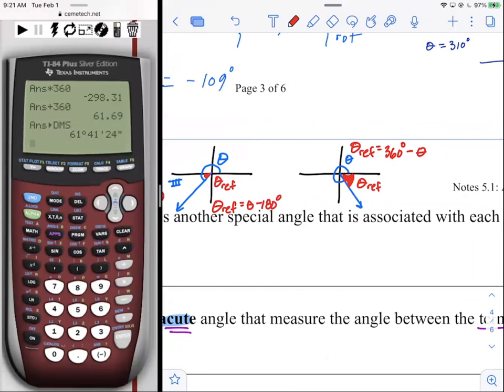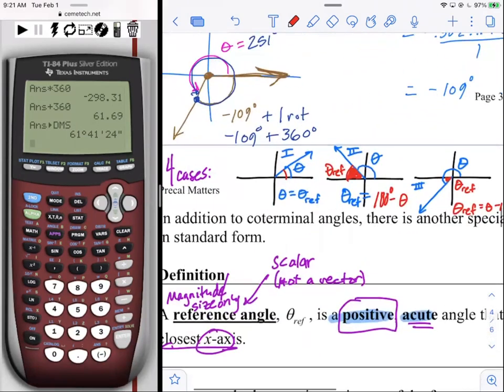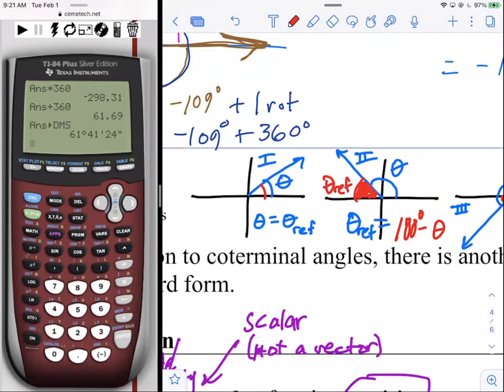x-axis. Now notice again where I drew the reference angle. It's always between the x-axis and the terminal ray. Sometimes people want to find the other little angle between the y-axis and there, and you can, but that's not our reference angle. Okay, we're systematizing it, so it's always the one, we call it a central angle by the origin.